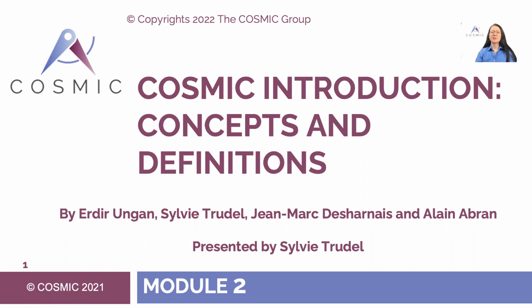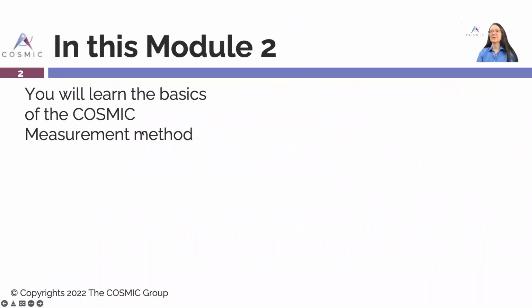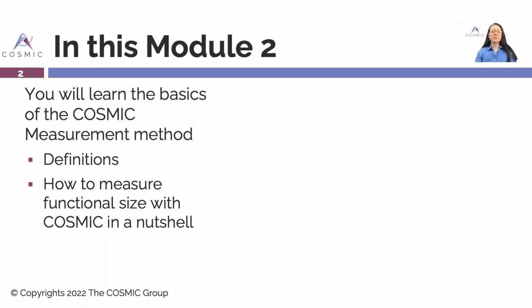Those are essentially taken from the ISO 19761 standard. In this module, you will learn the basics of the COSMIC measurement method, namely the definitions and how to measure functional size with COSMIC in a nutshell. This module is intended to give an overview of the method, and its content is not comprehensive enough to pass the COSMIC certification exams. It only gives an overview.